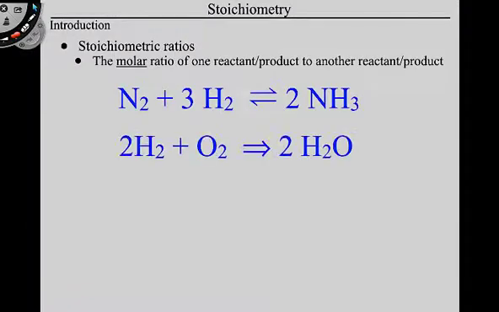And guys, what about this reaction? The synthesis of water. What is the stoichiometric ratio? 2 to 1 to 2. You get it? That's all there is to it. So guys, you put in 2 moles of hydrogen, you put in 1 mole of oxygen, you get out 2 moles of water. Those are stoichiometric ratios. You get the idea?